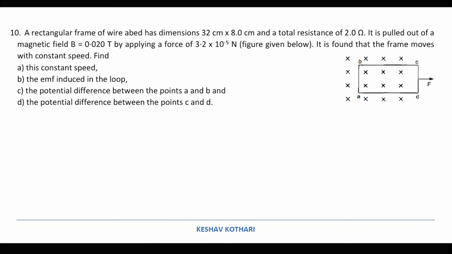So we are moving to the next problem, problem number 10. A rectangular frame of wire ABCD has dimensions 32 centimeter into 8 centimeter and a total resistance of 2 ohm. It is pulled out of a magnetic field B equal to 0.02 Tesla by applying a force of 3.2 into 10 to the power minus 5 Newton. It is found that the frame moves with a constant speed. We are asked to find this constant speed, the EMF induced in the loop, the potential difference between the points A and B, and the potential difference between the points C and D.